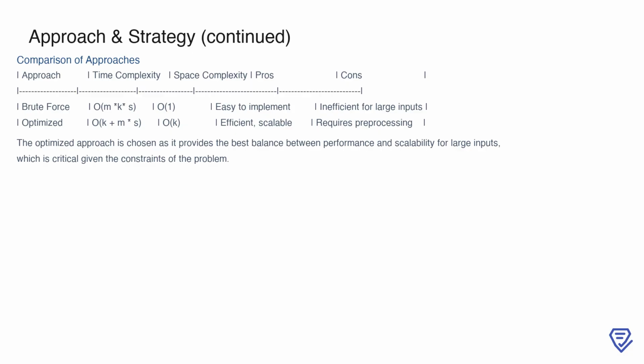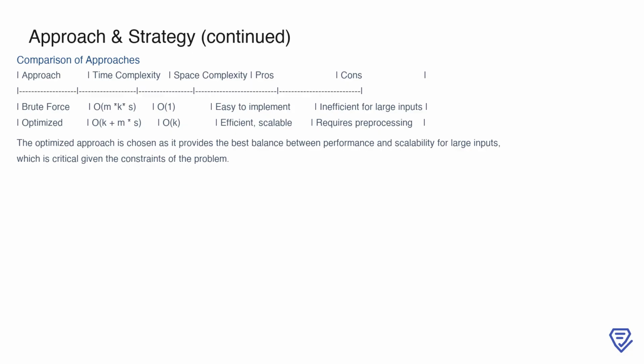Comparing the brute force and optimized approaches highlights why the optimized strategy is preferred. The brute force method has a time complexity of O(m*k*s) and negligible space requirements, making it easy to implement but inefficient for large inputs. On the other hand, the optimized approach reduces the time complexity to O(k + m*s) by using a hash-based lookup for uncovered cells, though it requires O(k) additional space for pre-processing. The optimized approach is more scalable and efficient, particularly for large datasets, as it avoids unnecessary processing of irrelevant cells. Ultimately, this balance of performance and scalability makes the optimized approach the best choice for solving the problem within the given constraints.